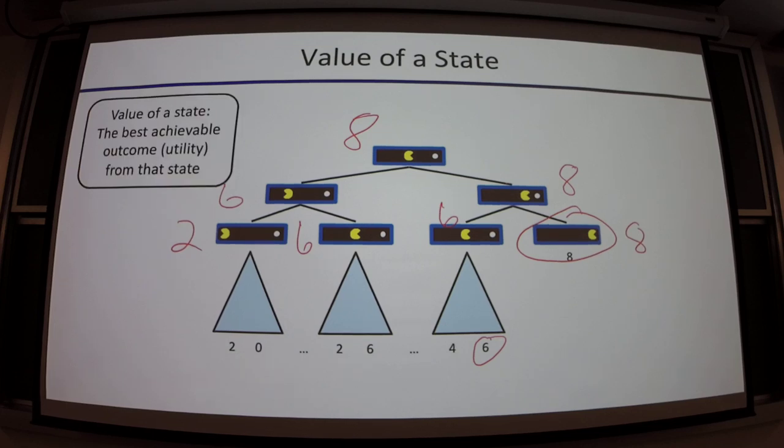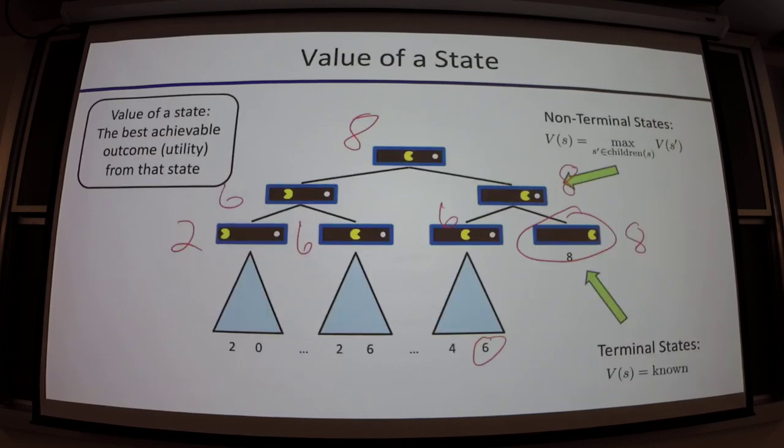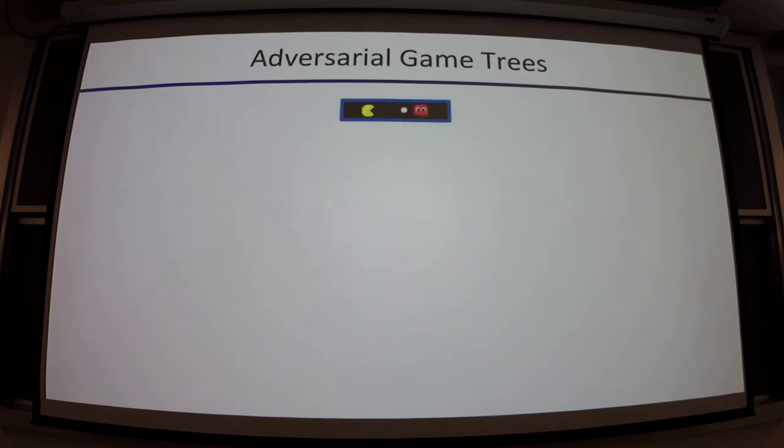The value of a state is the best achievable outcome from that state. Yes, so this is just saying exactly what we said. In terminal states, it's exactly the value. In non-terminal states, it's the max of the children. Right? Okay. What about adversarial game trees?